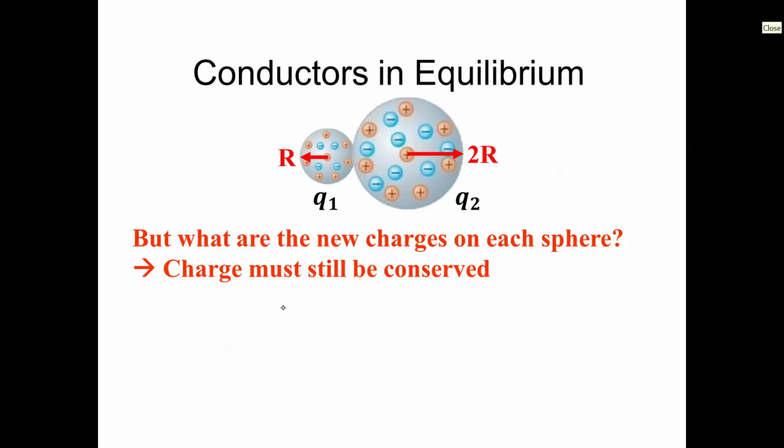So originally we had a negative Q. The smaller sphere had a positive Q. The larger sphere had a negative 2Q. So when you add those together, we know that we have to have a negative capital Q's worth of charge at the end. So we can then write another equation that says that Q1 plus Q2 still has to add up to negative Q. So then what we can do is we can take these two equations and put them together.